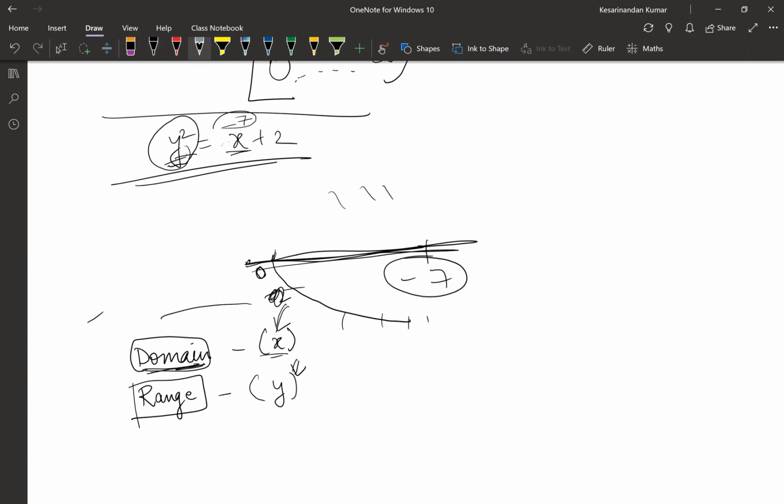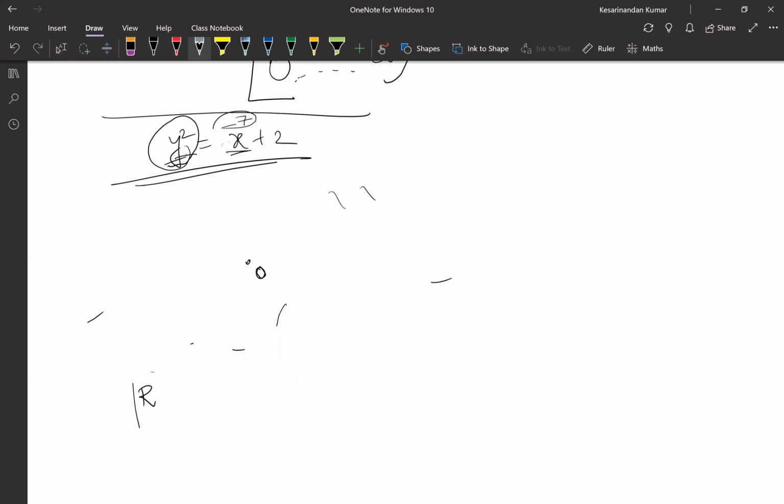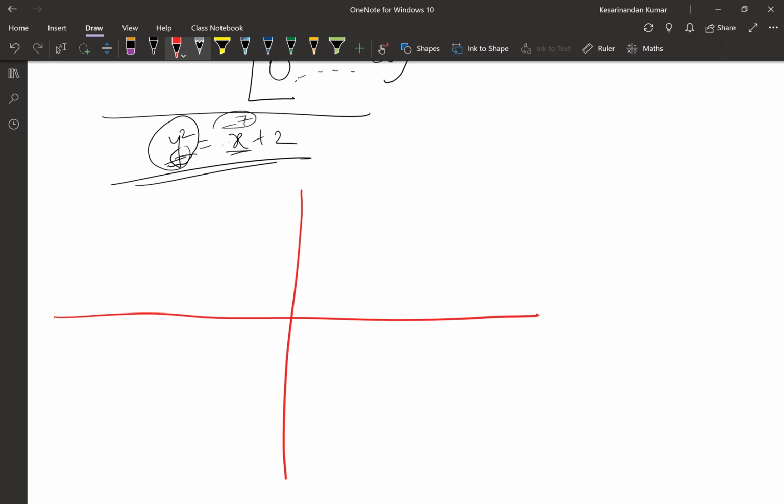Let me draw it clearly. Basically, it would be minus 2. Sorry? It would be minus 2. Like the parabola should come. It should cut here, right? Yes, it should cut here. That's why I'm drawing it again. So when your x is minus 2, your y value will be 0, and we will have this part.